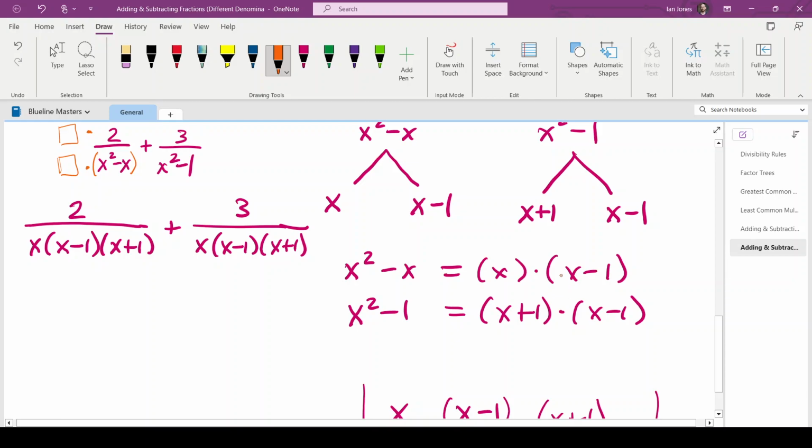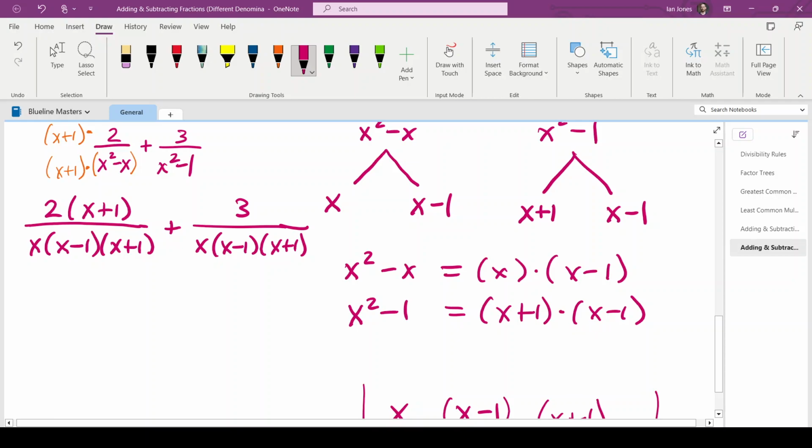Well, I'm going to look over here. X squared minus x is x times x minus 1. What is it missing to get to here? Well, it's just missing this part. So I'm going to multiply numerator and denominator by x plus 1. Watch. X plus 1, x plus 1. Okay. So here, actually, I shouldn't have a 2 by itself. I should actually have 2 times x plus 1. Here, I have an x squared minus 1, which is x plus 1 times x minus 1.